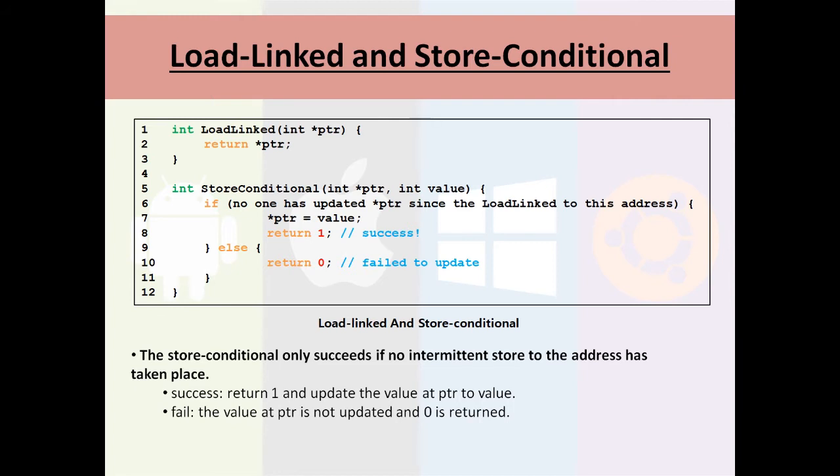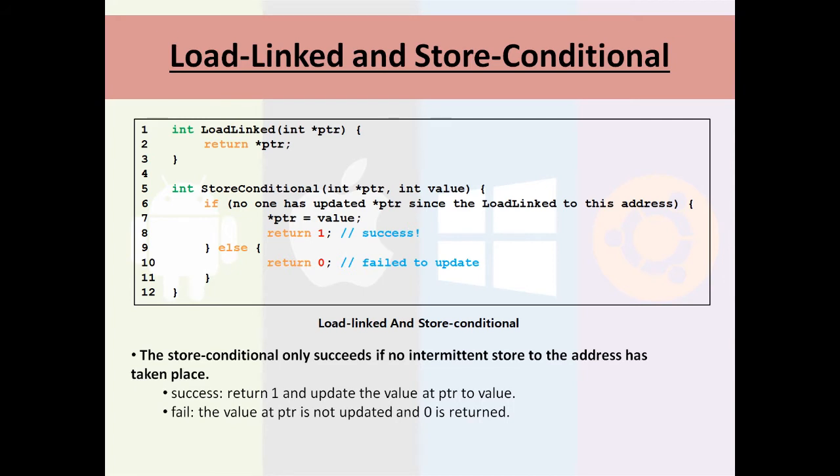Now, the store-conditional only succeeds if no intervening store to the address has taken place. Success indicates that we return a 1 and update the value at pointer to the value that we receive in this function. Failure means that the value at pointer is not updated and 0 is returned. Okay, so what are we talking about here?